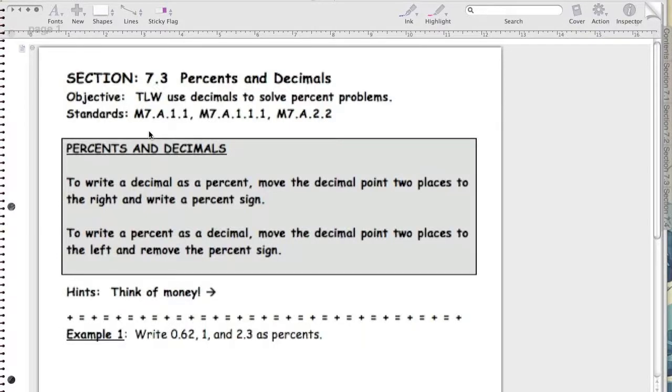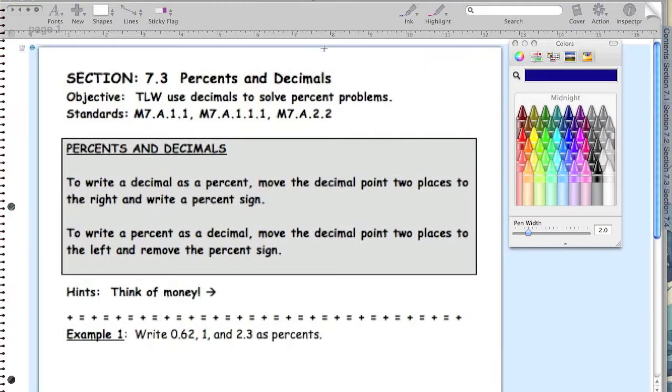Okay, percents and decimals. So we've studied how percents relate to fractions, how they relate to proportions, now how they relate to decimals. In this block here, we're going to make the transformation from percents to decimals, and this is going to tell you everything you need to know, okay? To write a decimal as a percent, move the decimal point 2 places to the right and write a percent sign. To write a percent as a decimal, move the decimal point 2 places to the left and remove the percent sign.